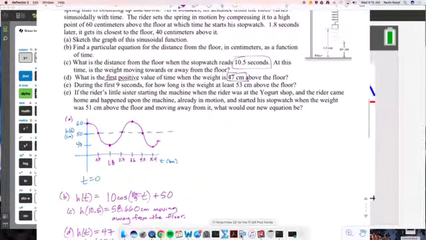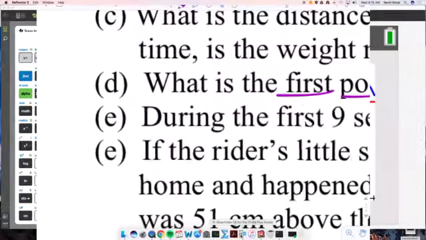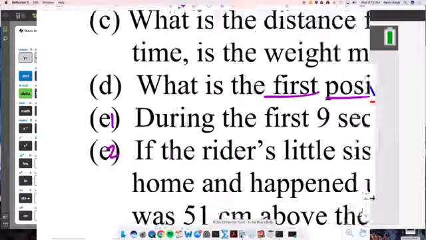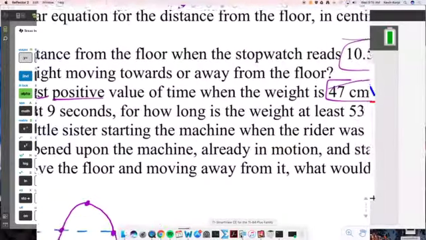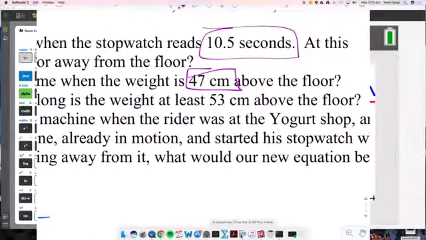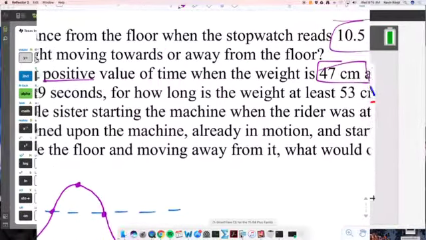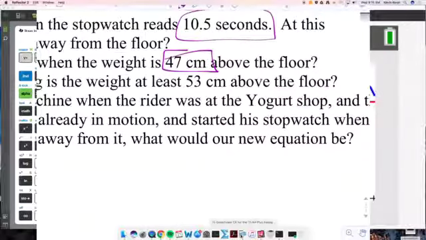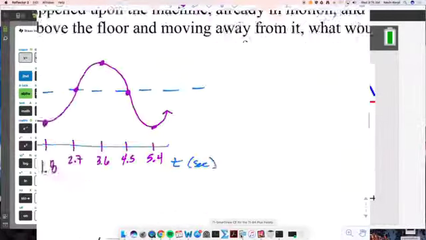Did we finish answering that question? Yeah, we sure did. Part E. Part E1, I should say. Because look, there's 2 E's. It is the most common vowel. During the first 9 seconds, for how long is the weight at least 53 centimeters above the floor? Ooh. During the first 9 seconds, how many seconds is the weight at least 53 centimeters above the floor?